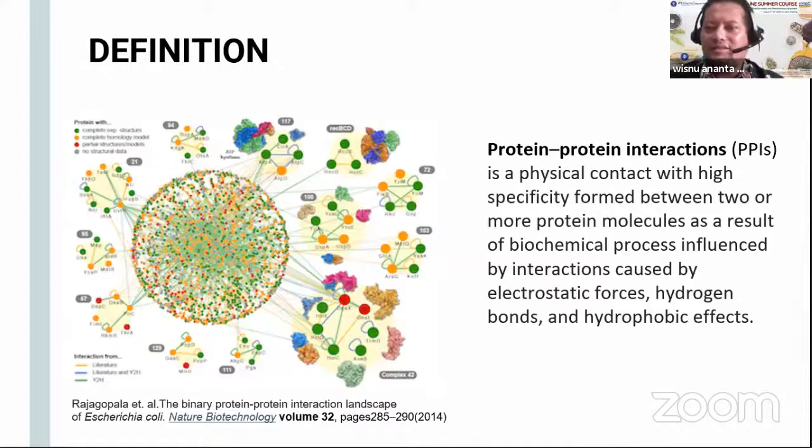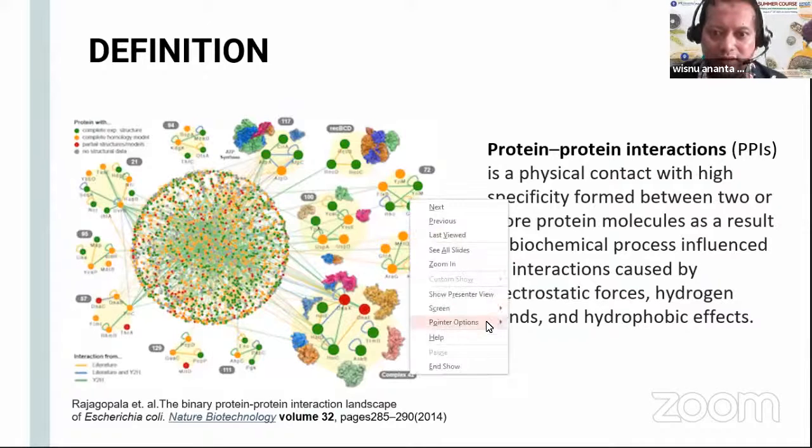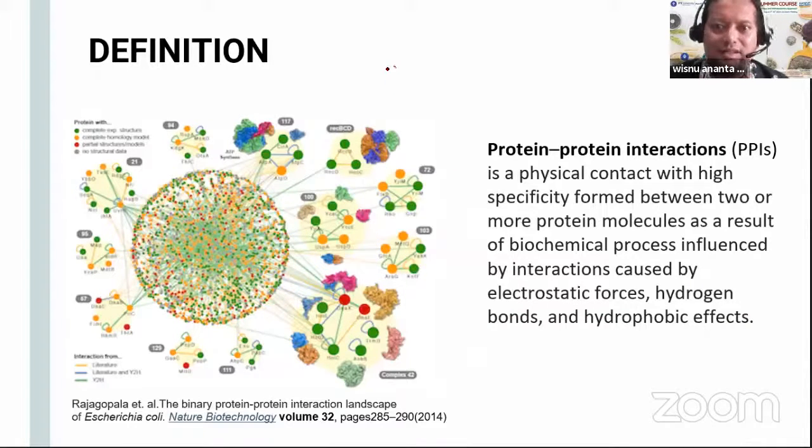Node is a protein, and link is interaction. So if I draw, this is a node and this is a link. This is, for example, protein 1, protein 2. So the node is a protein, and this is the interaction.